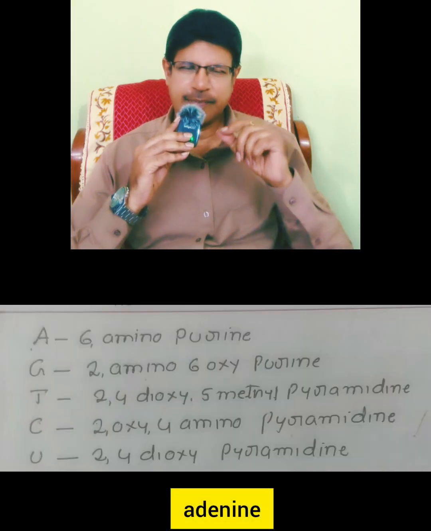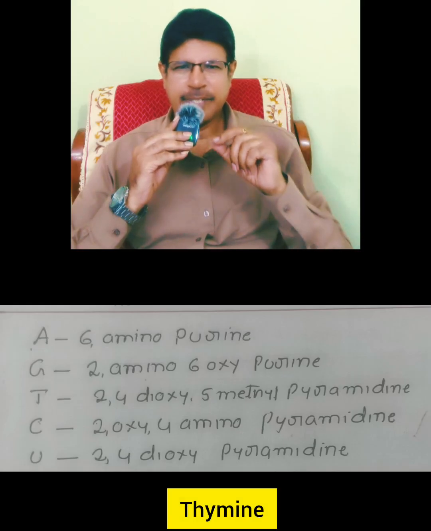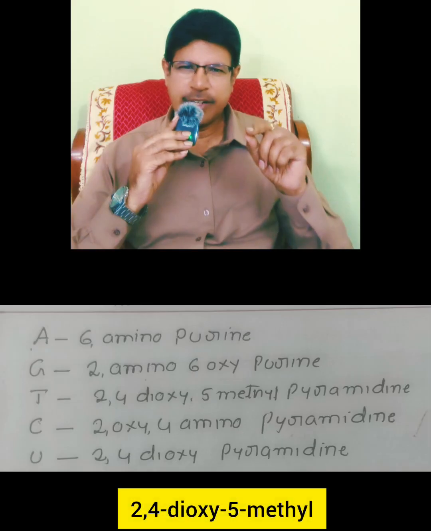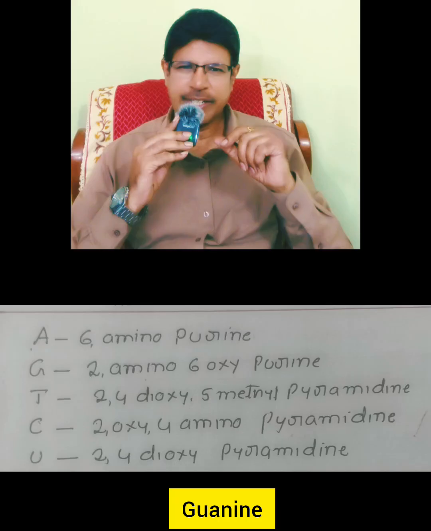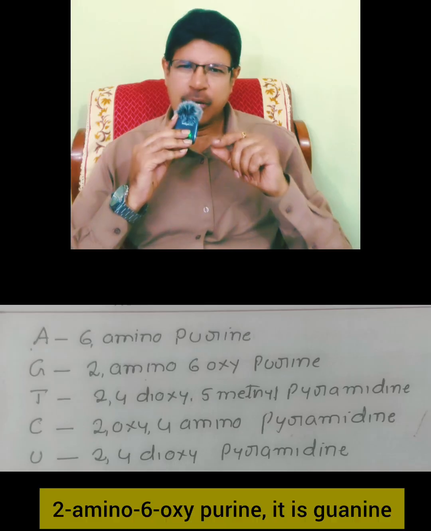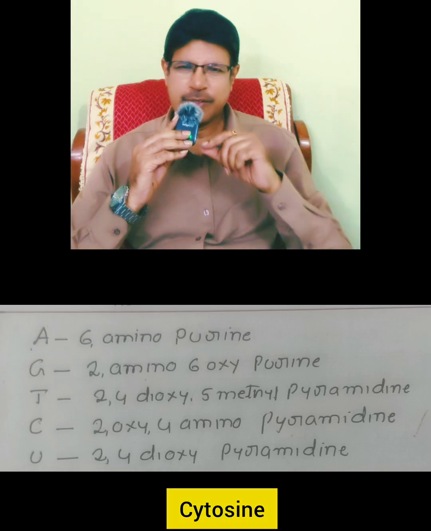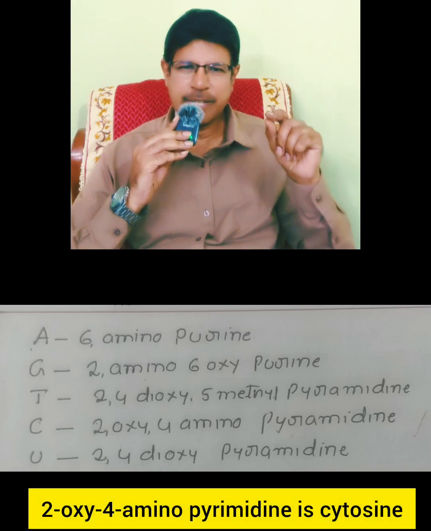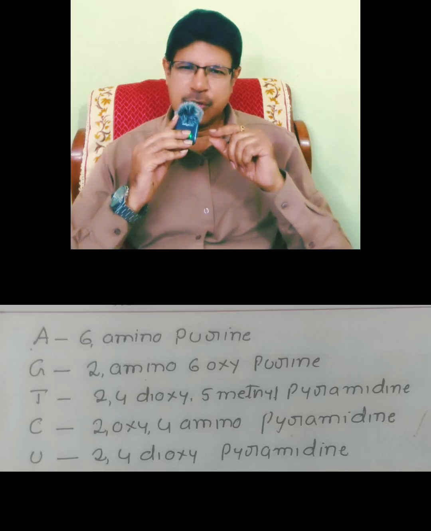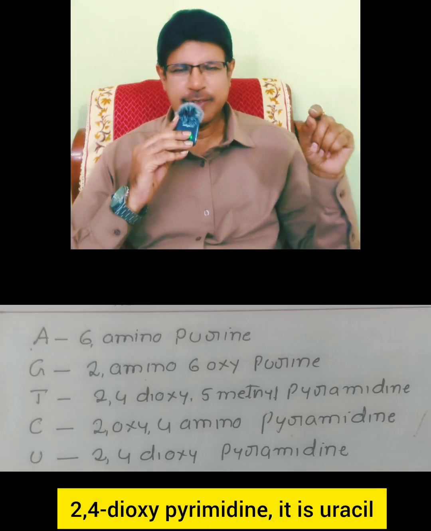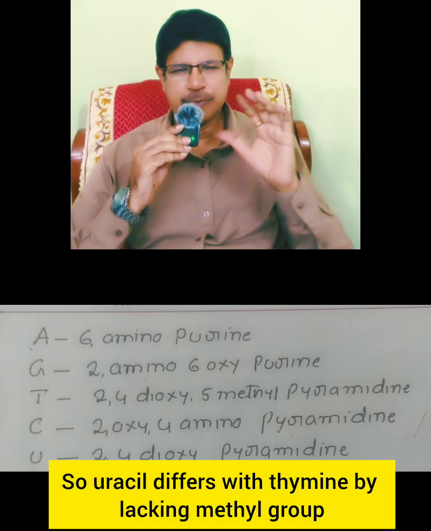Next, adenine. 6-aminopurine is adenine. Thymine. 2,4-dioxy-5-methyl pyrimidine is thymine. Guanine. 2-amino-6-oxypurine, it is guanine. Cytosine. 2-oxy-4-amino-pyrimidine is cytosine. Uracil. 2,4-dioxypyrimidine, it is uracil. So uracil differs from thymine by lacking a methyl group.